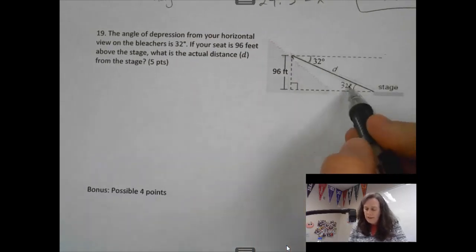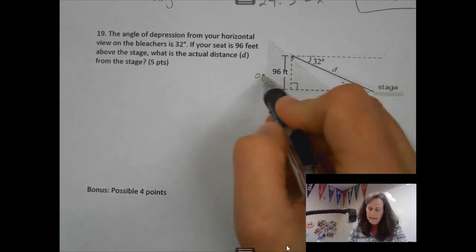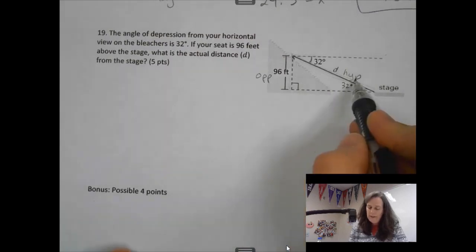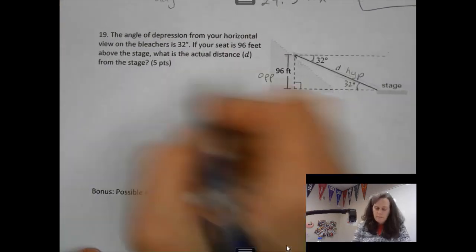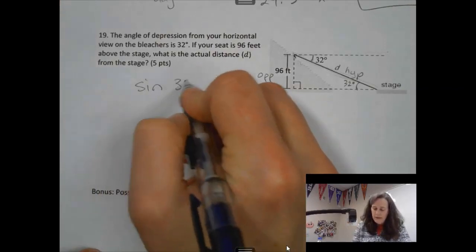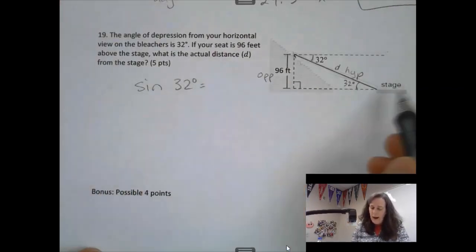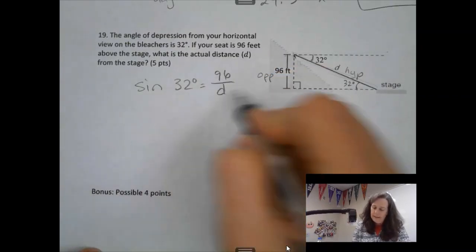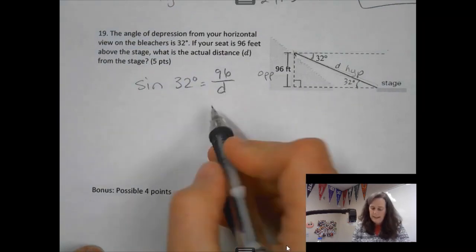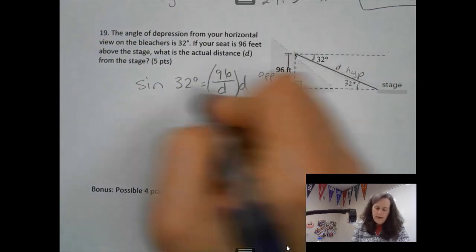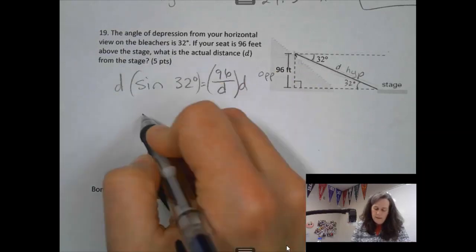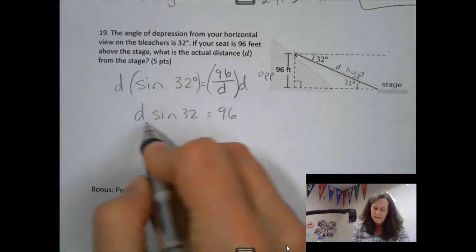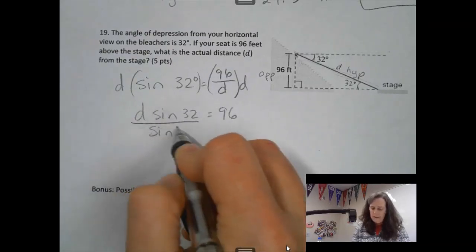So I'm going to use this 32. I've got the opposite side, and I'm looking for the hypotenuse. So opposite, hypotenuse, that sounds like a sine problem. The sine of 32 degrees, opposite over hypotenuse. I'll put a D there since they did. You could use an X, you could use anything. Multiply both sides by that. So D times the sine of 32 equals 96. I want D by itself, so let's do some dividing.